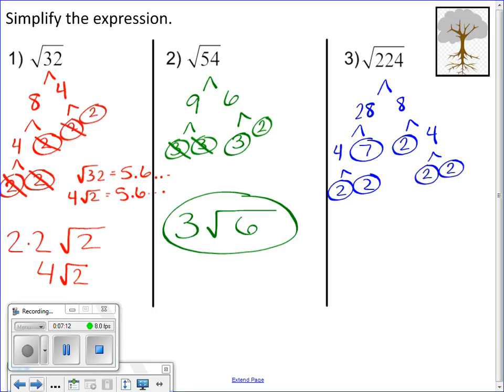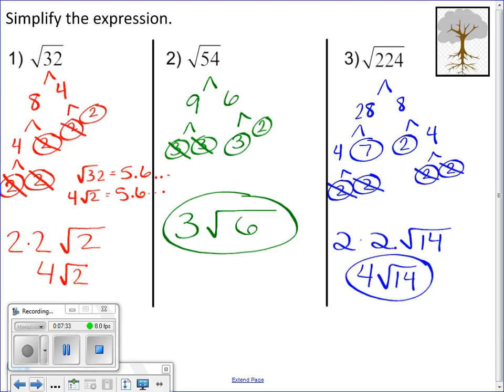Again, I'm just looking at my circled prime numbers. What pairs? Got a pair of 2s, they come out. Another pair of 2s, they come out. Singles, good, radical, and then we have 14, right? 7 times 2 goes in. What's 2 times 2? 4. Radical 14. Doing okay so far?